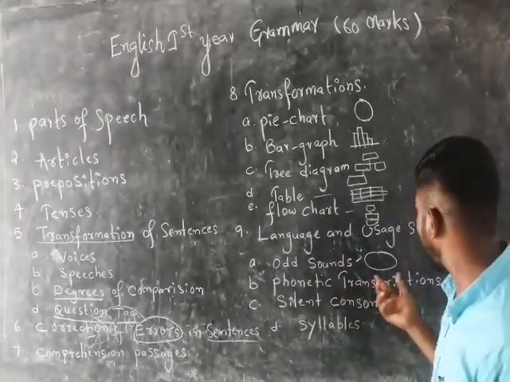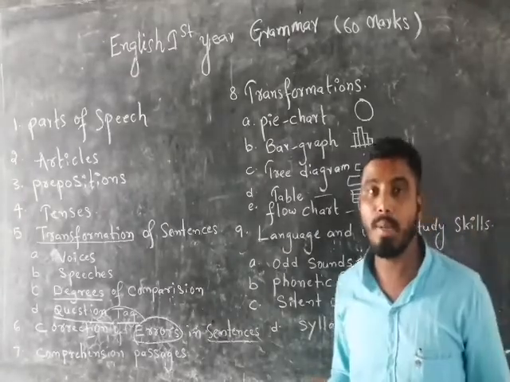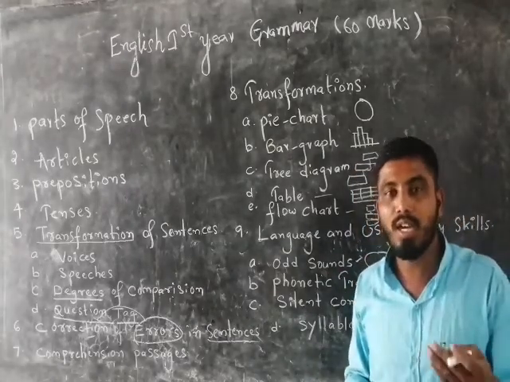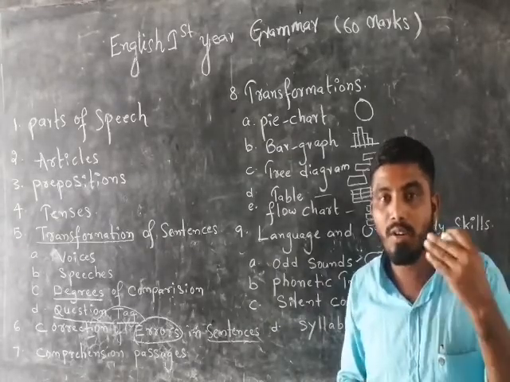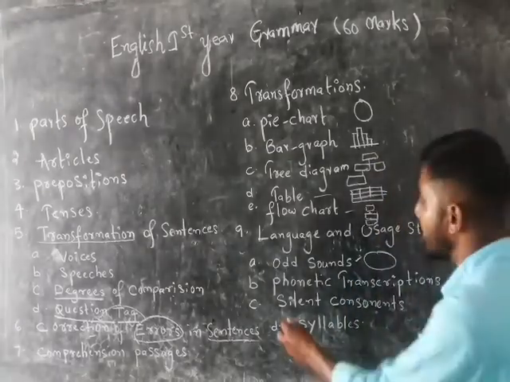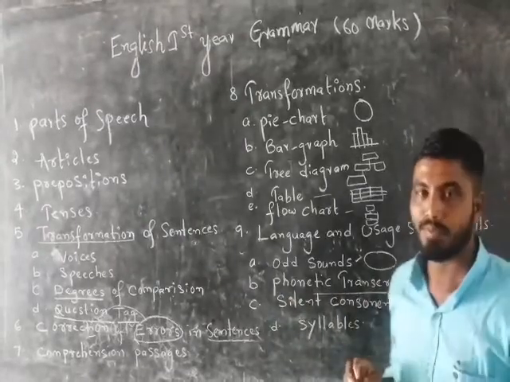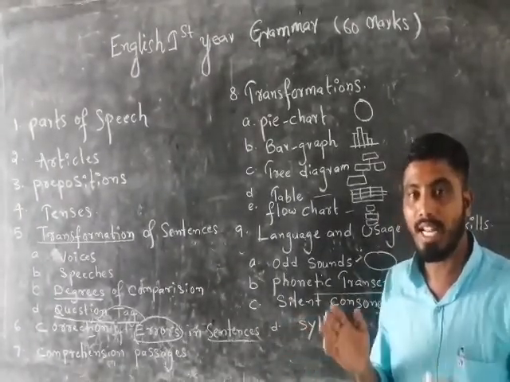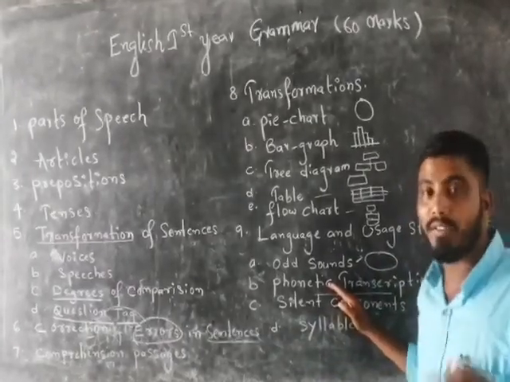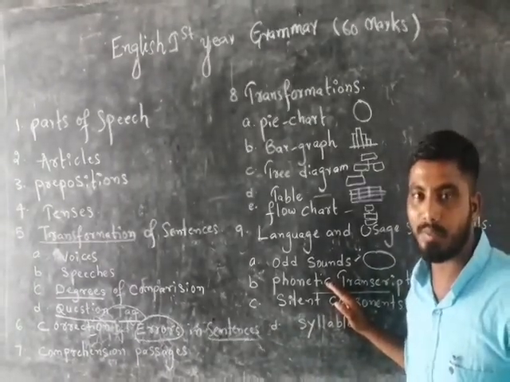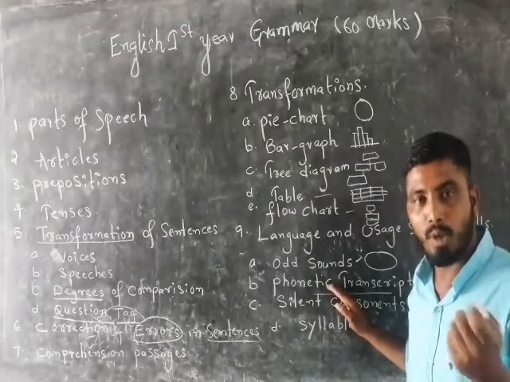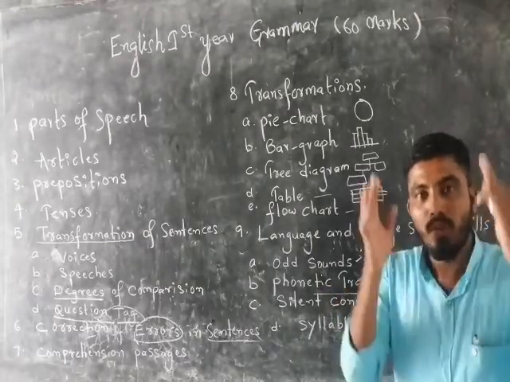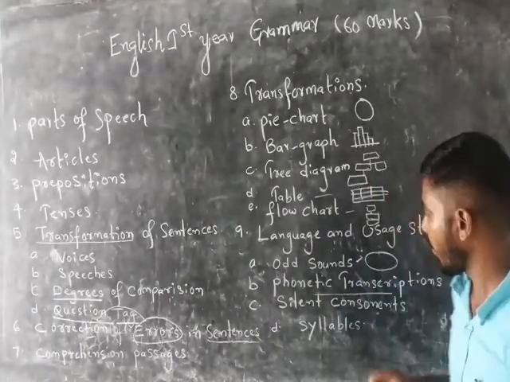Next, phonetic transcriptions. Phonetic transcriptions are very, very important. How English words are pronounced depends completely on phonetic transcriptions. In phonetic transcriptions, we have 26 letters in the alphabet, and there are approximately 44 phonetic symbols. Diphthongs, monophthongs, consonants, and vowels. I will explain them in detail.